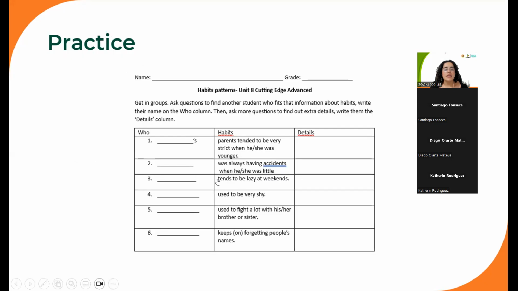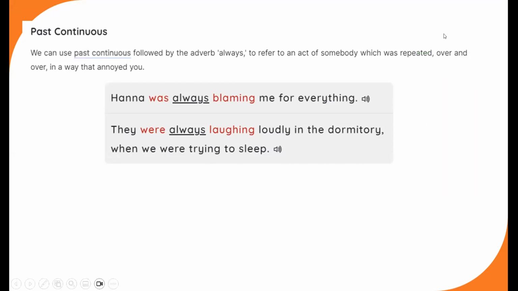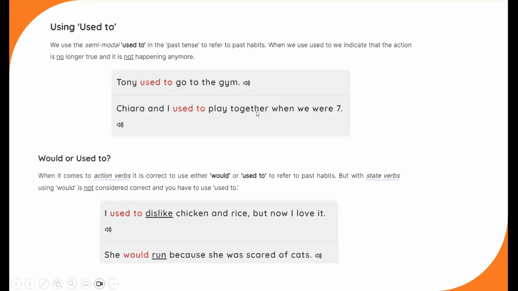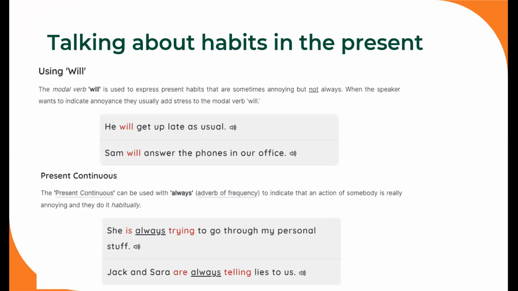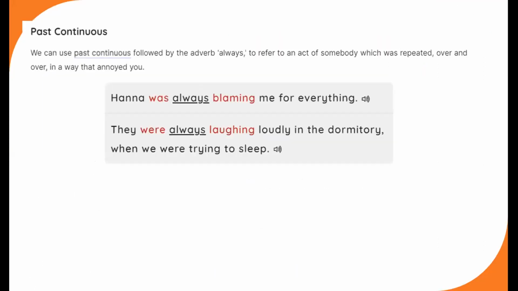All right, and this is the last part for past habits. We can use past continuous with always, okay? To refer to an action that was repeated in the past and that we find annoying. Entonces, como vimos el presente continuo, también podemos usar el pasado continuo para hablar de hábitos, okay? Past habits. Let's read it.